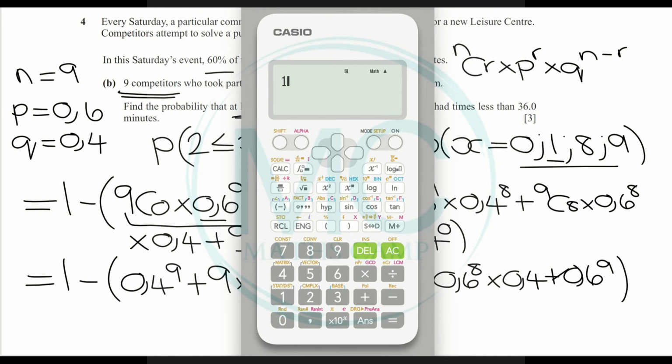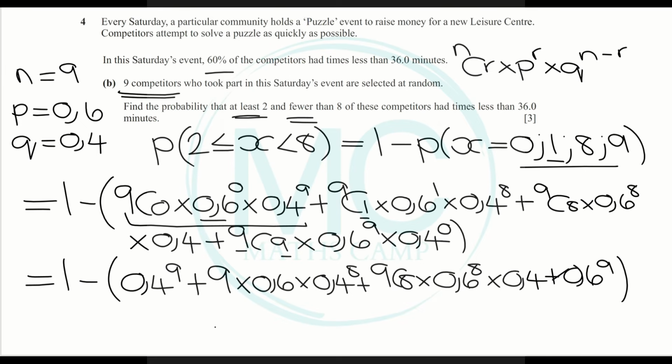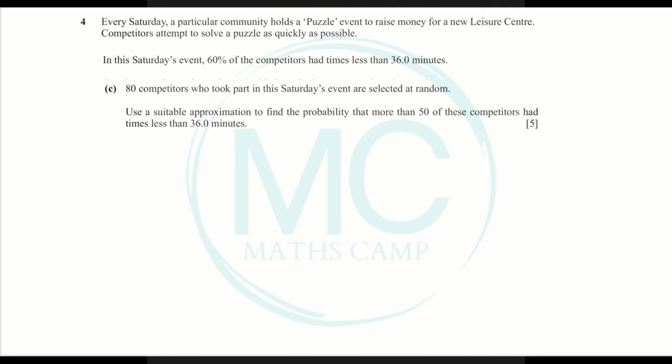1. So I can say 1 minus answer is equal to 0,9256. Leave your answer to 3 significant figures, and we get 0,926. Part C says 80 competitors who took part in the Saturday's event are selected at random.